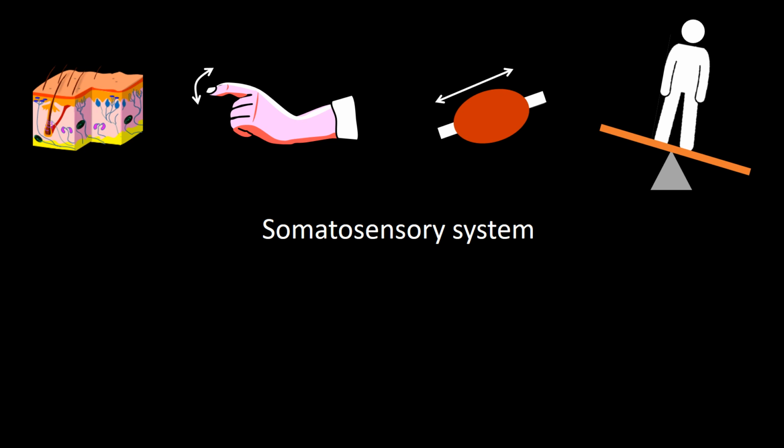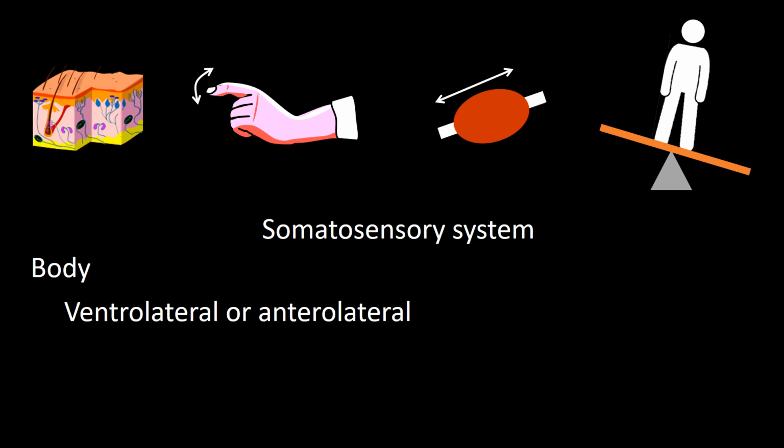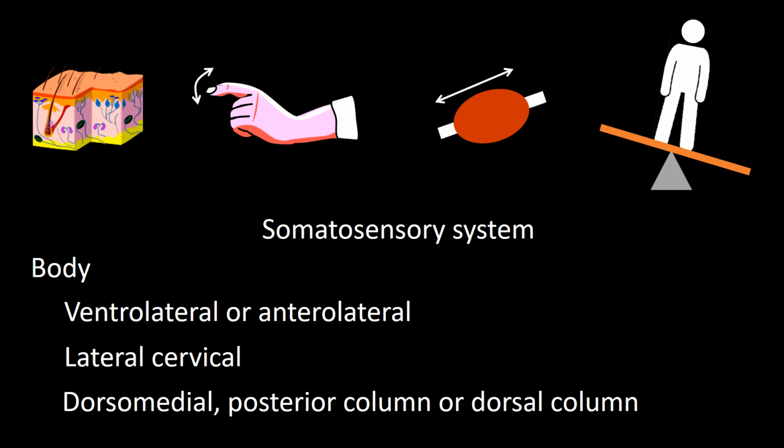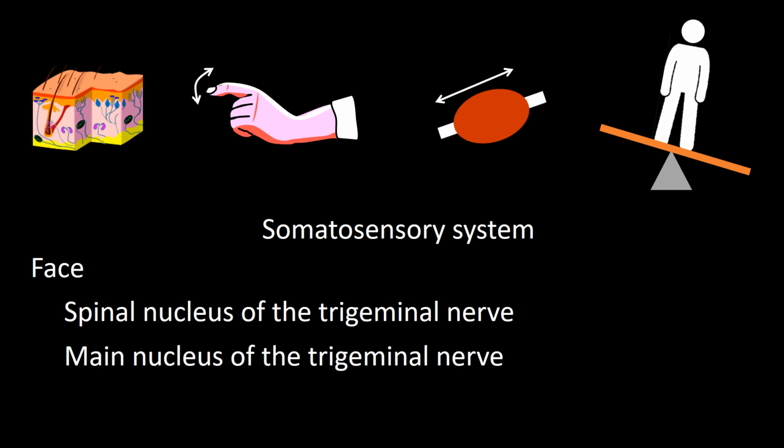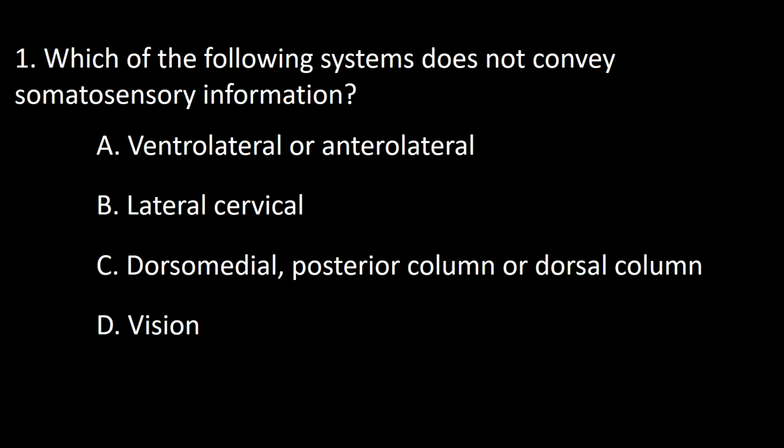The somatosensory system, in order to manage these sensations, uses a complex array of neuronal pathways, also called systems. Those for the body are called ventrolateral or anterolateral, lateral cervical, or dorsomedial, posterior column or dorsal column systems. Those for the face are called spinal nucleus of the trigeminal nerve system and main nucleus of the trigeminal nerve system. So the answer to this question is D.